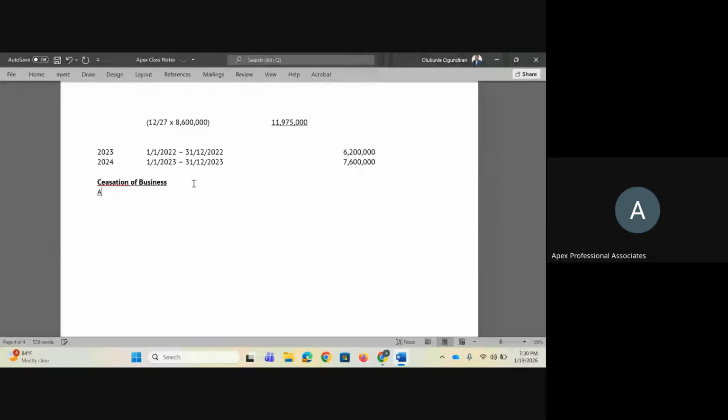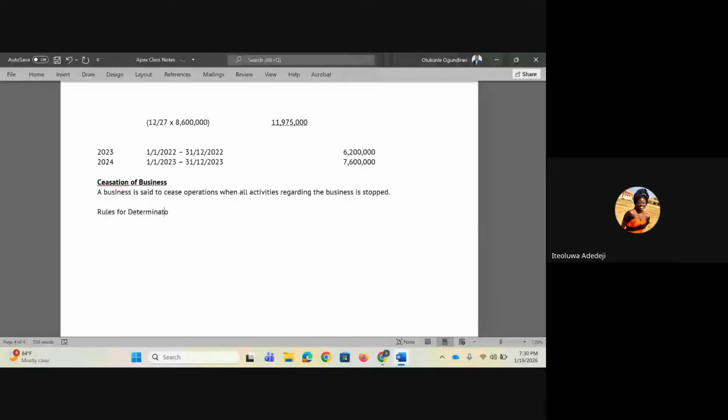So, a business is set to cease operations when all activity regarding the business is stopped. Right, it's stopped. That's it. Let's look at the rules here so that we can just move on.